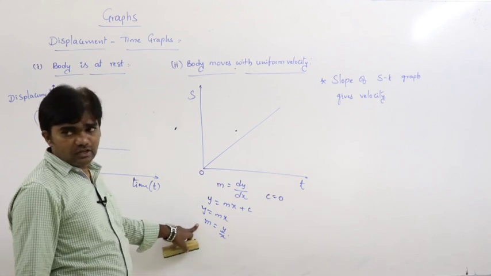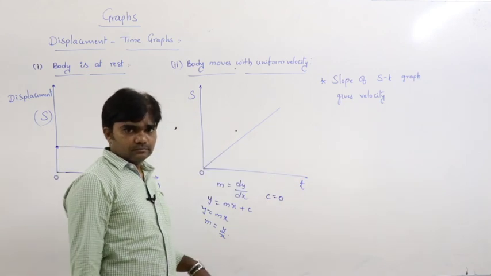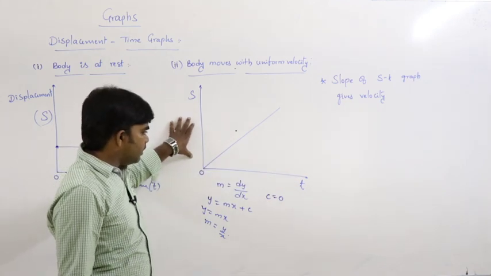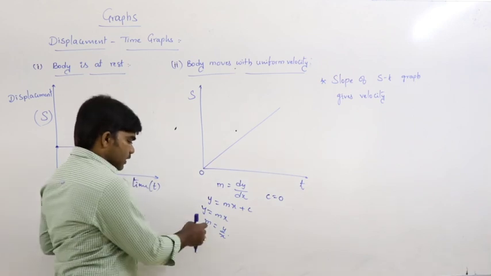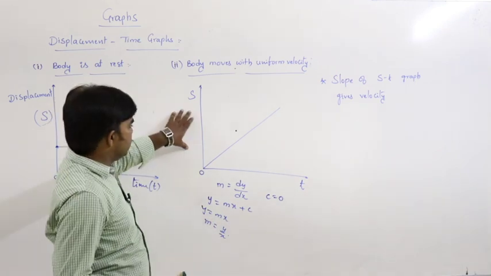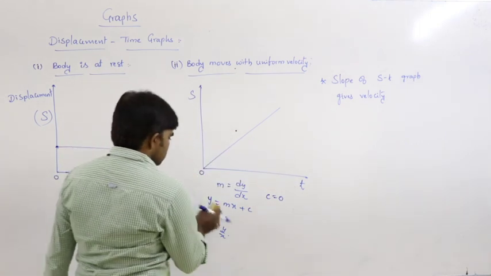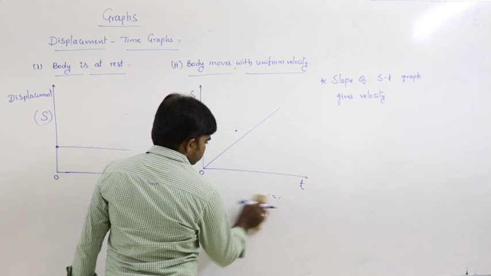So the slope of the graph means y component by x component. So m is equal to y by x or dy by dx, the change in y component divided by the change in x component. So this is the slope of the graph.